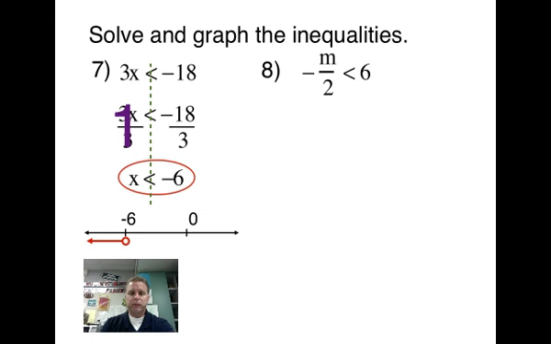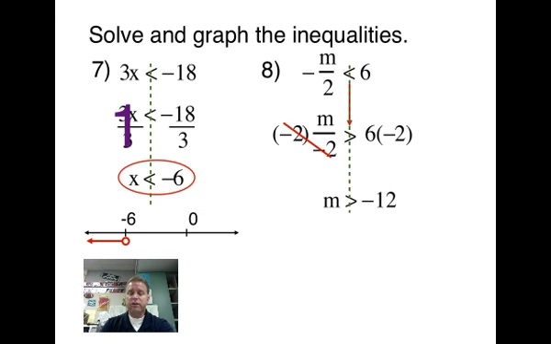Number 8, negative m over 2 less than 6. We're going to work on keeping our equation balanced. We're going to multiply both sides by -2. Now since we're multiplying both sides by a negative, this is where we need to flip our sign. Those cancel out, and we get m is greater than -12. We'll do our number line. We're looking for numbers bigger than that, so that goes to the right.